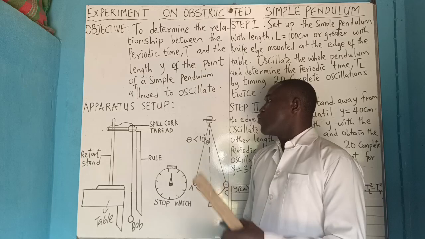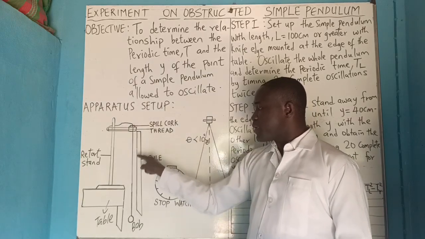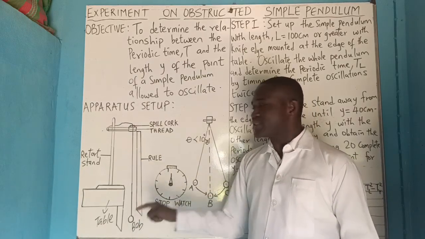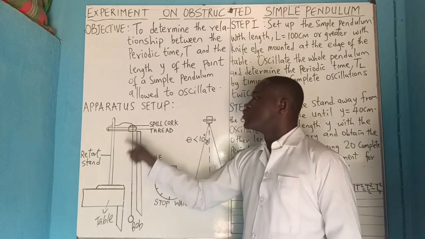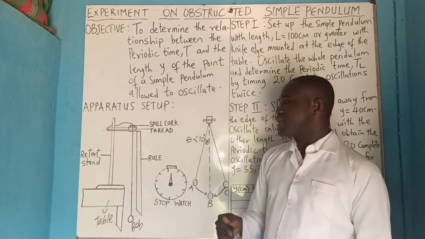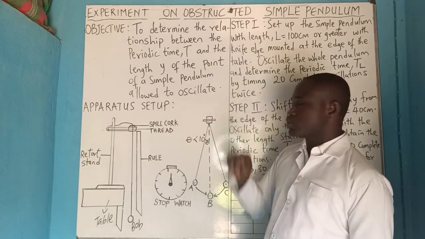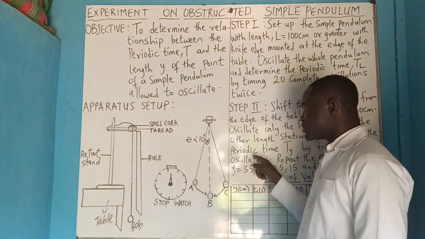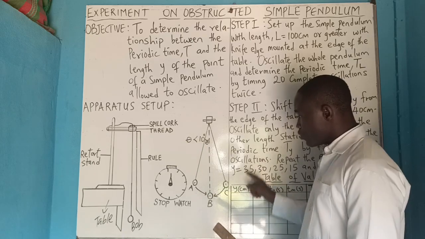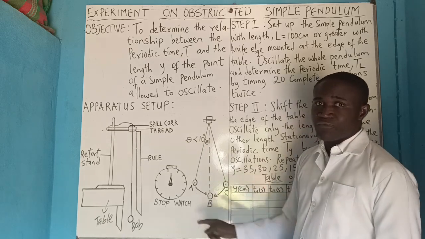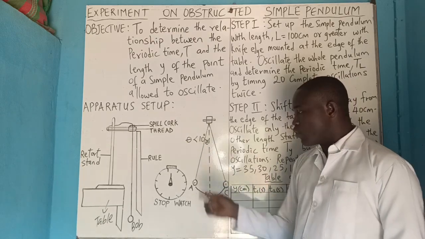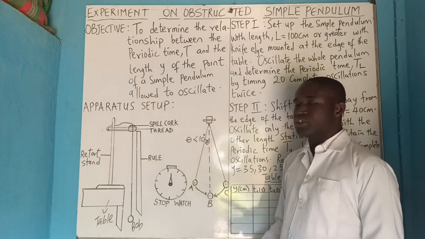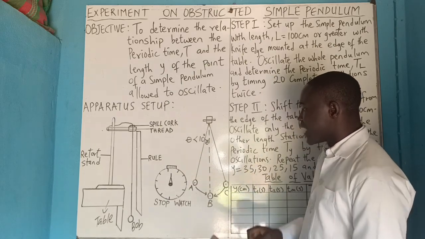Now, when you use this to perform your first experiment, you will also use it to do your second experiment by following step 2. We will still discuss it. And look at the movement it will follow, the direction of movement it has to follow, to and fro. And this is the stopwatch that we use to take our time.